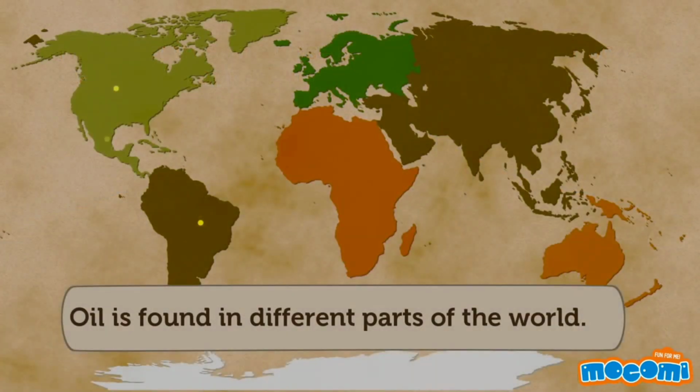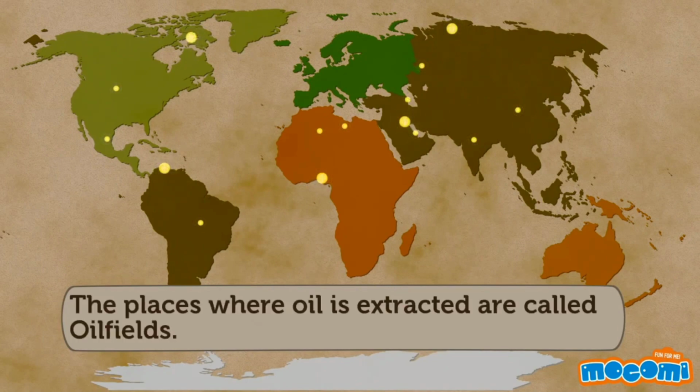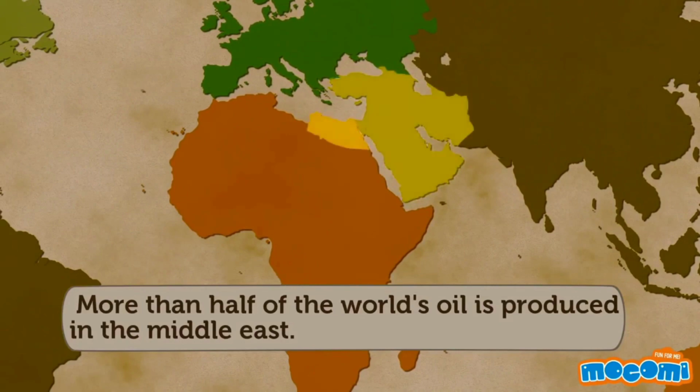Oil is found in different parts of the world. The places where oil is extracted are called oil fields. More than half of the world's oil is produced in the Middle East.